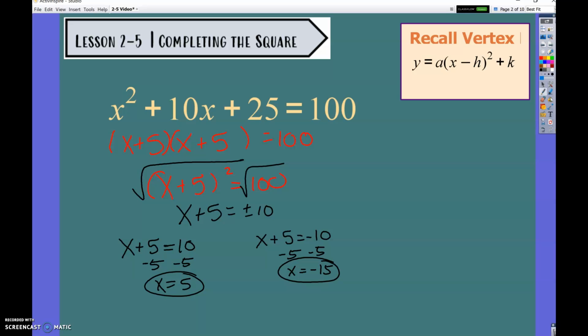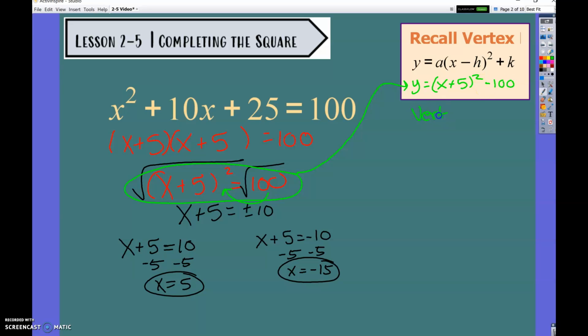Right here, if I want to look at the key features along the way, if I would have taken this guy right here, remember vertex form we learned about? I think again it was in 2.1. If we had y equals, we'd have x plus 5 quantity squared. If I would bring that 100 to the other side by subtraction, I'd have minus 100.